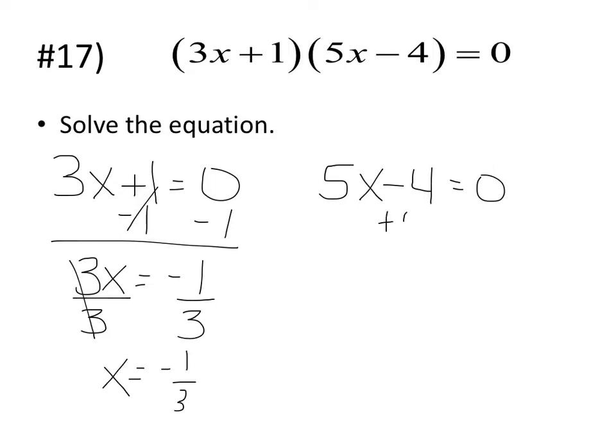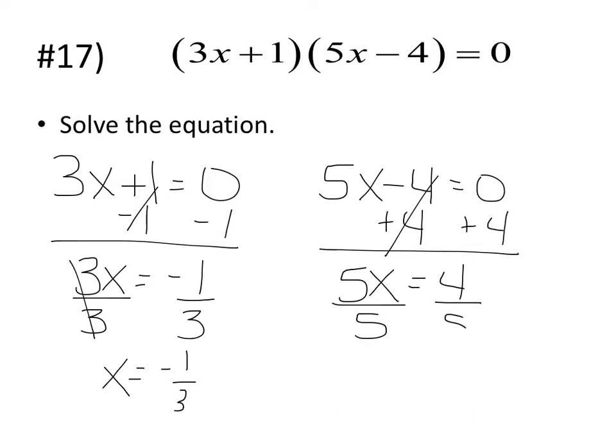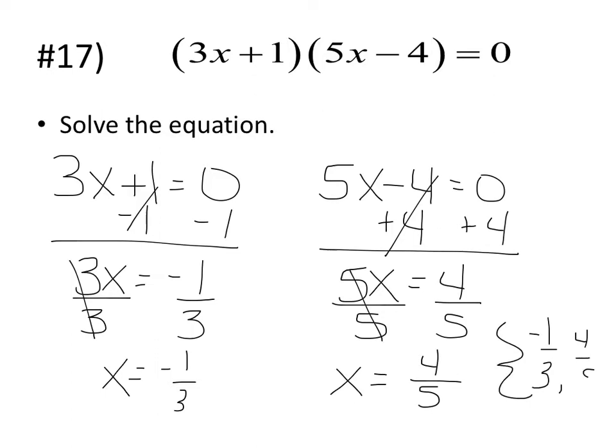Then over here, you're going to add 4 to both sides. Divide both sides by 5. And you get x is equal to 4/5. So your solution set is -1/3 and 4/5. Now remember, you need to plug those back in to make sure that they're both correct.